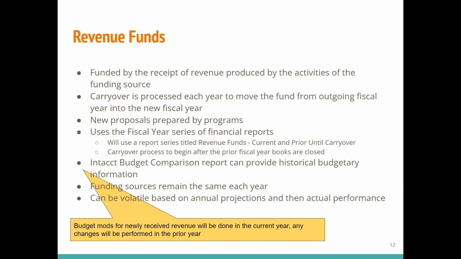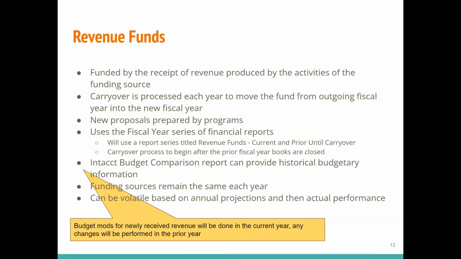during that period of time from October 1st till November 15th, they would use reports called revenue funds, current and prior until carryover. So if you're generating revenue, you would be using that because that's going to grab the prior year's performance and the current year's performance until the carryover is complete and we've closed the books on the fiscal year. The intact budget comparison reports can provide historical budgetary information for these revenue funds.